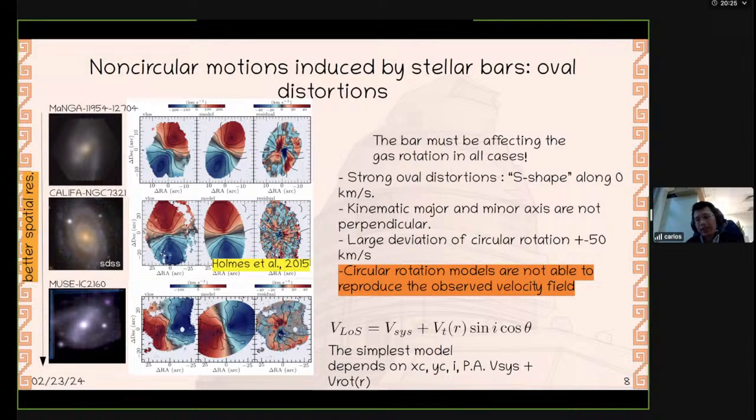So basically what this is telling us is that if we want to reproduce the line of sight velocities of bar galaxies, we cannot adopt simple circular rotation models, which are described by this equation. The simple circular rotation model includes a large number of free parameters. As I mentioned before, this depends on the kinematic center, inclination angle, position angle, systemic velocity, and all the different velocities associated to the rotation curve.